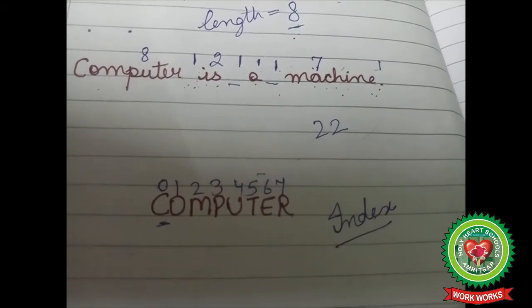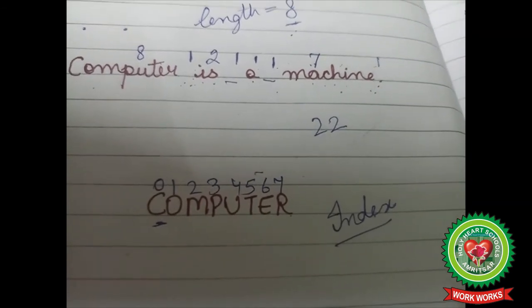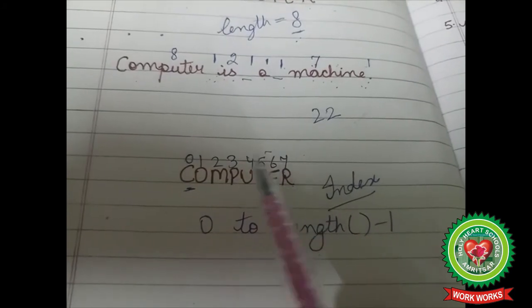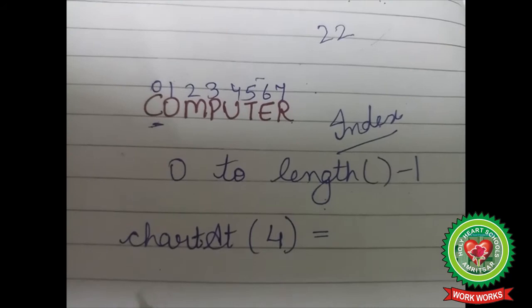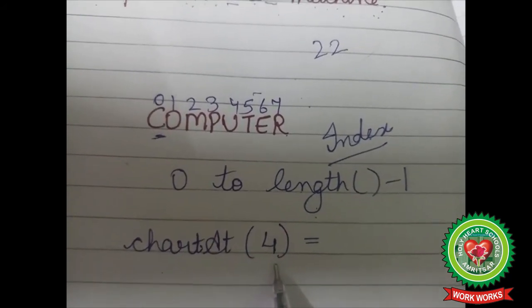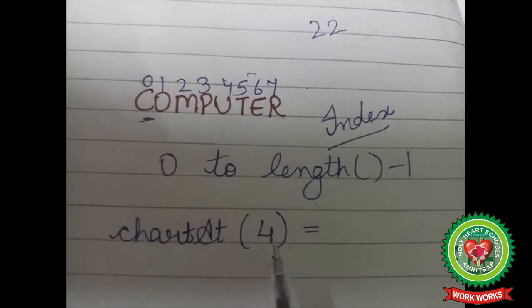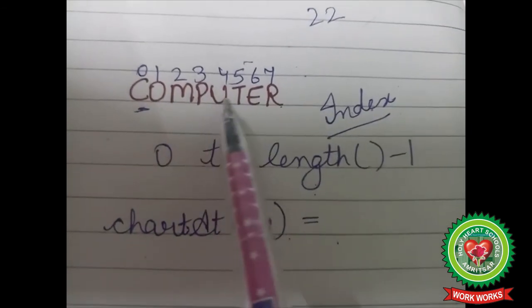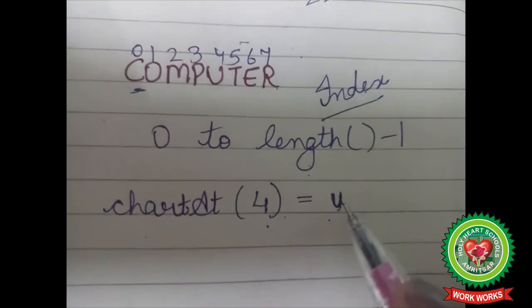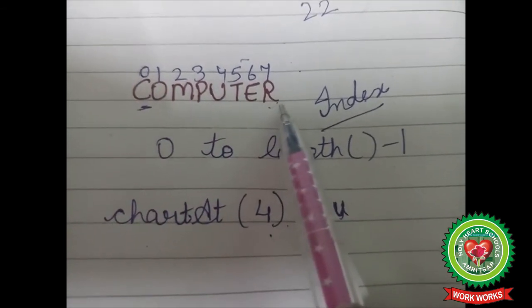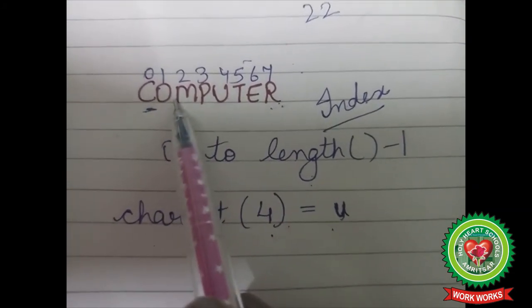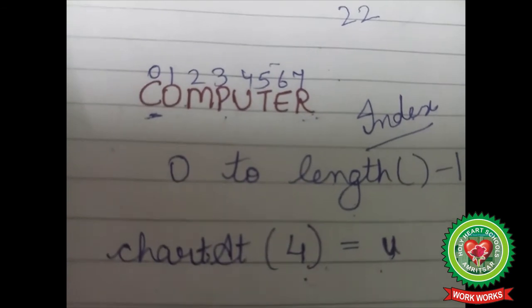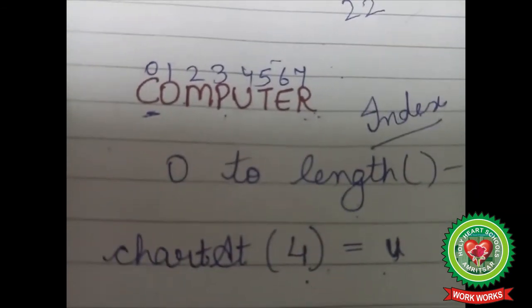So, the index of the string ranges from 0 to length minus 1. The length is 8, so 8 minus 1 is 7. So what will be the index? 0 to 7. If I write charAt(4), it will calculate the character that is at the 4th position in the string and will return the result. So the answer will be U. Similarly, charAt(7) will return R. charAt(1) will return O. charAt(3) will return P. Hence, the charAt function returns the character present at that particular index.